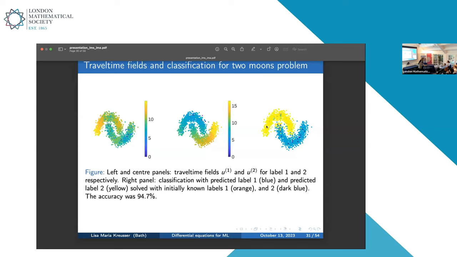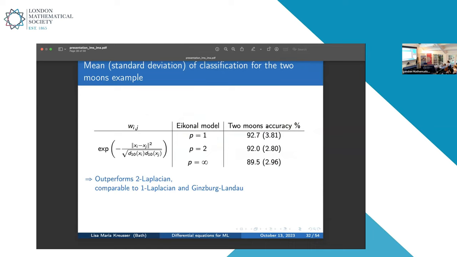And in fact, one can not just look at this visually, but one can also measure the mean of the classification of those two moons, for instance. And it turns out that this approach outperforms the two Laplacian and is comparable to the one Laplacian and Ginzburg-Landau methods.